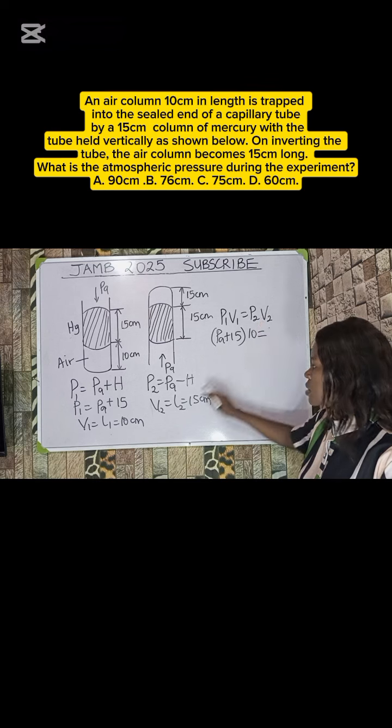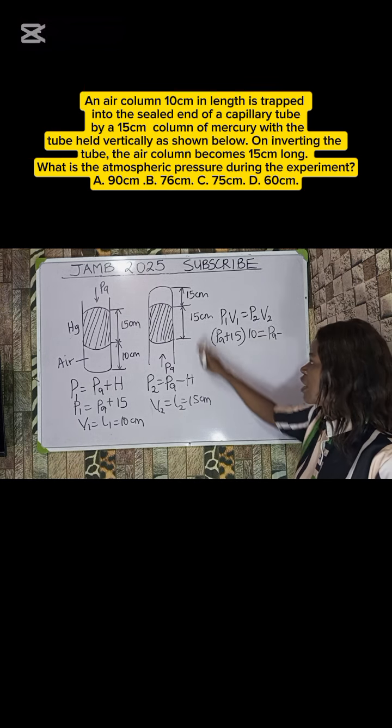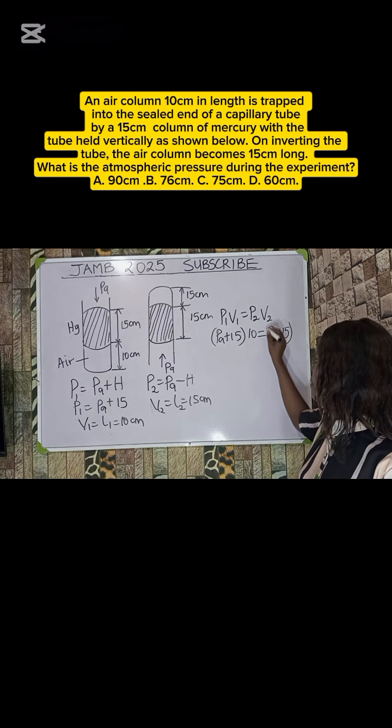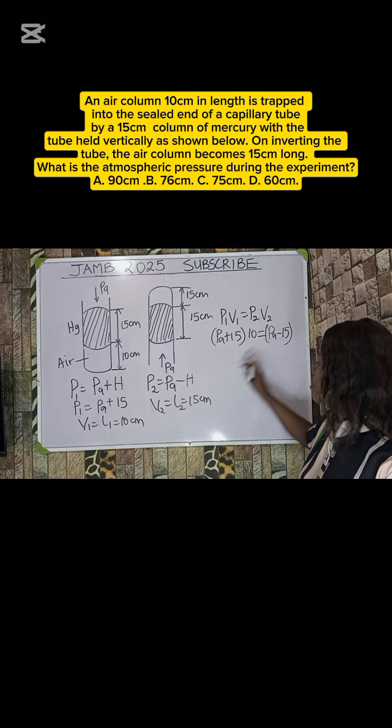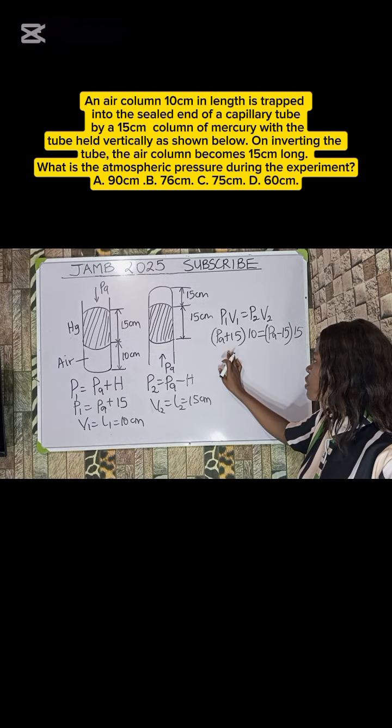So my P2 is what? PA minus what? H. And my H is constant, which is what? 15. So I will say 15 bracket. What's my V2? My V2 is my L2, which is what? 15. Okay, so let's open the bracket.